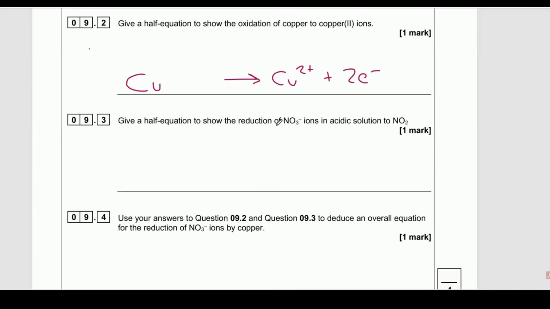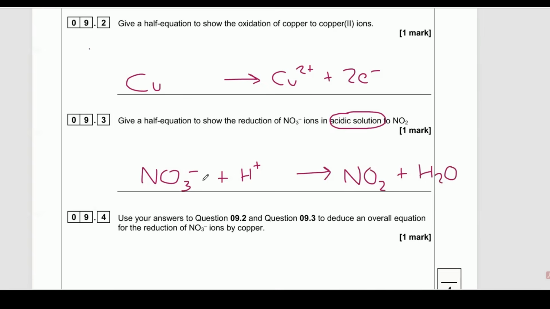Give a half equation to show the reduction of NO3- ions, this is always key in these redox reactions, in acidic solution to NO2. This should give you clues. So NO3-. Now we've been told it's acidic solution. That normally means that you have hydrogen ions knocking about. And I'm going to draw a little arrow, and we know that it's going to go to NO2. Now there's oxygen here, and the oxygen and the hydrogen in acidic solution is going to mean that we get water as well. And now we just need to balance it.